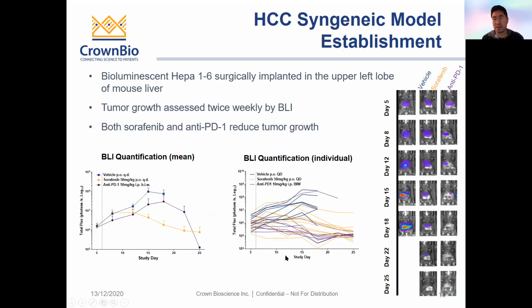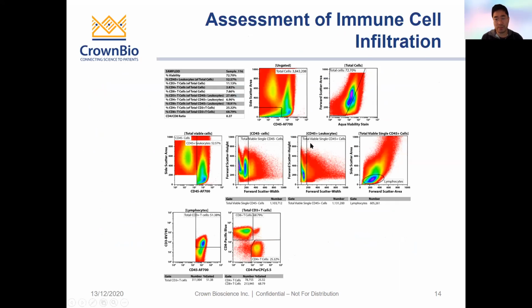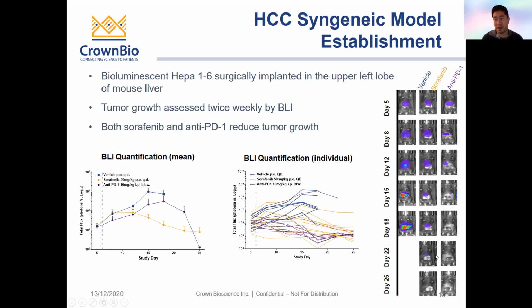So here's some data. The HEPA-16 murine cell line was labeled with bioluminescence, and then the tumor was inoculated into the upper left lobe of the mouse liver. We can monitor the tumor growth with BLI. That's the vehicle group, that's sorafenib, and that one is anti-PD-1. Both sorafenib, the yellow line here, and anti-PD-1, the purple line here, showed reduced tumor growth.